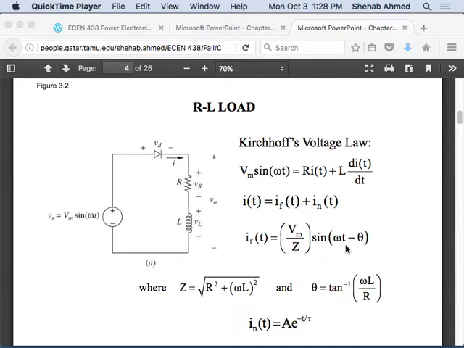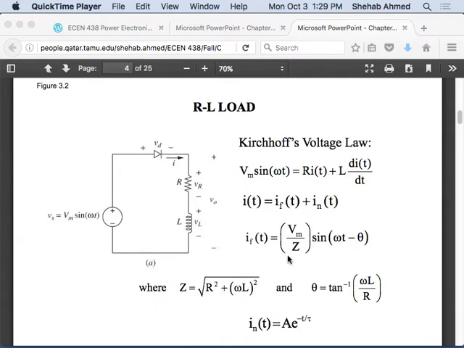To calculate z as a magnitude, it's the square root of R squared plus omega L squared. Theta is inverse tan of omega L over R. So can I just do it in phasor form? Same thing, but we're trying to find the time domain equation, because beta is a value in the time domain, right? It corresponds to a specific angle. So that's what we want to find there. We want to find the time domain equation.